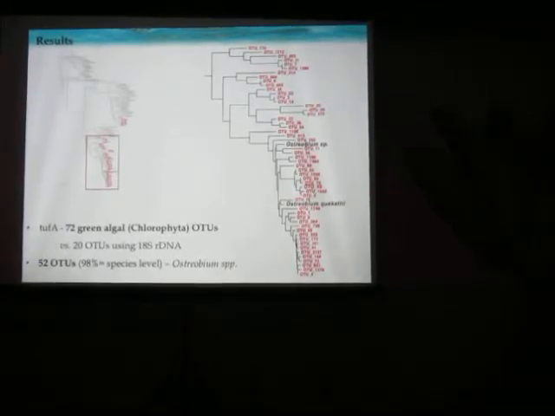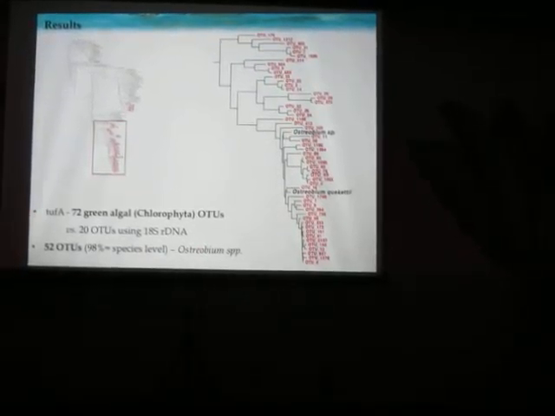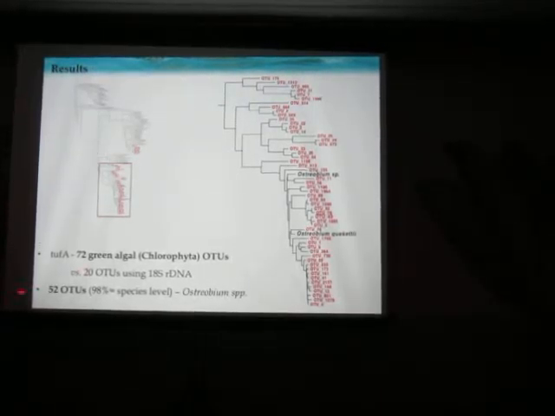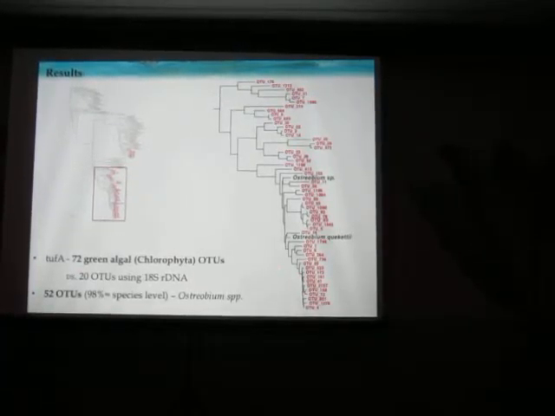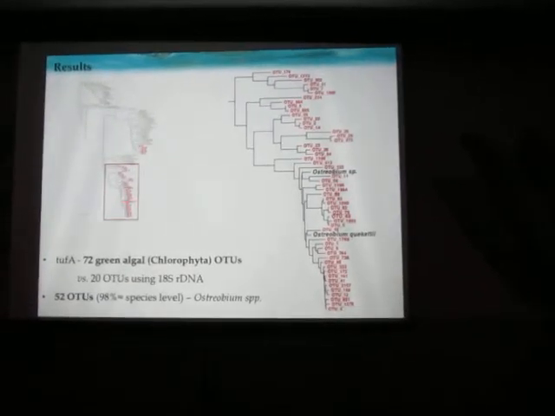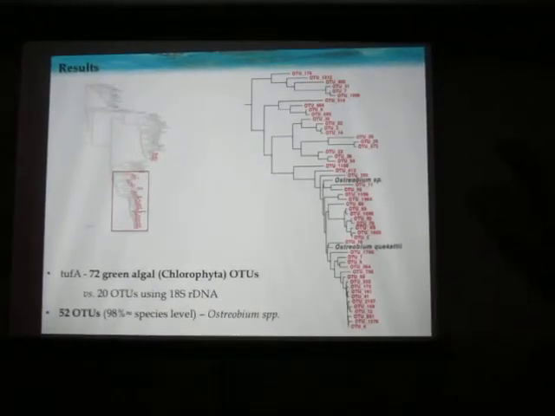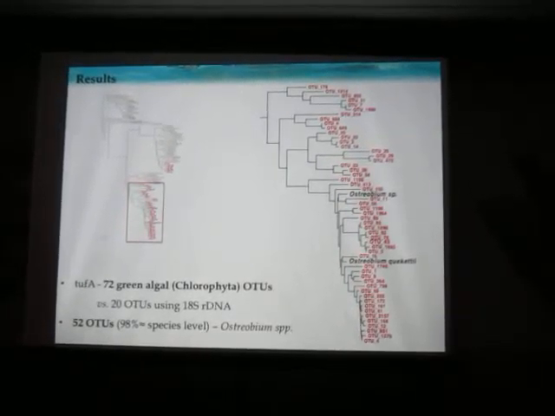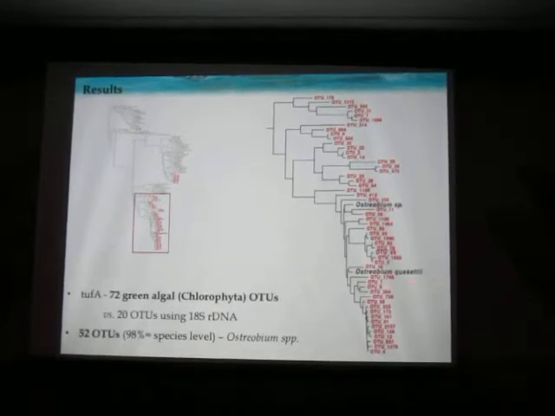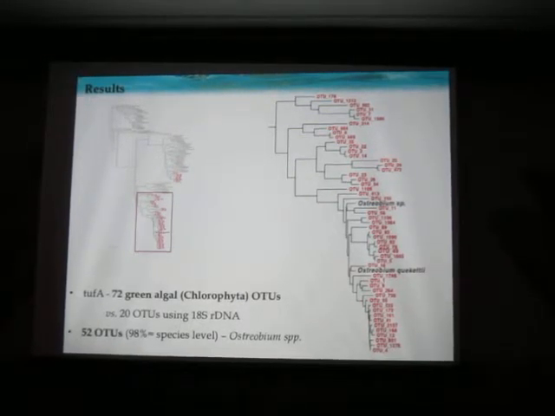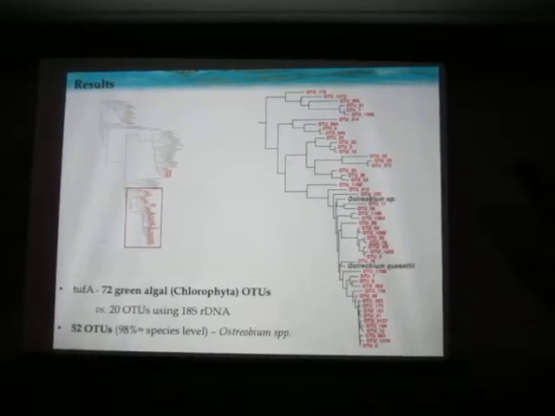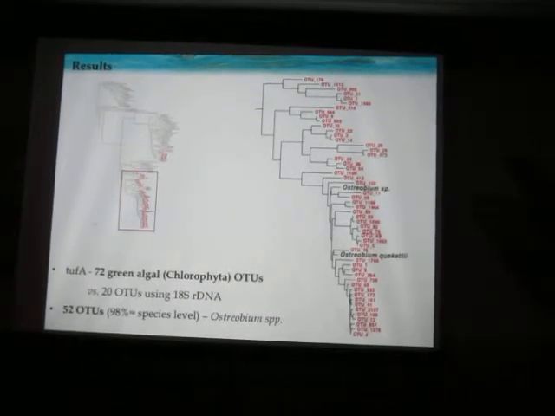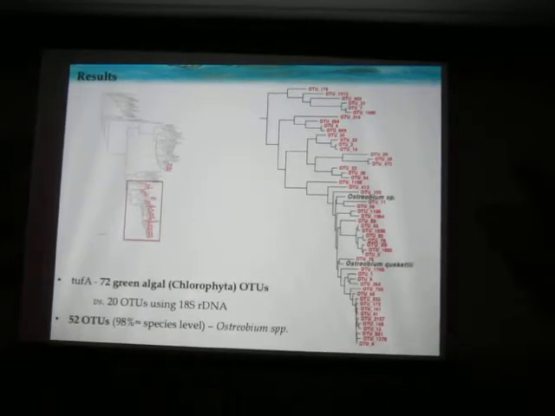So, the results. Using the tufA, we obtained 72 green algae OTUs, following the chlorophyte clade. From those, 52 match with the Ostreobium clades. The OTUs that we found are in red, and in black are the other chlorophyte known sequences. And this is just a zoom in on the Ostreobium clade. Unfortunately, we only have 2 sequences for the known Ostreobium species. We don't have the sequences for all the described species. But it's clear that there are far more species than the 3 that are described so far.